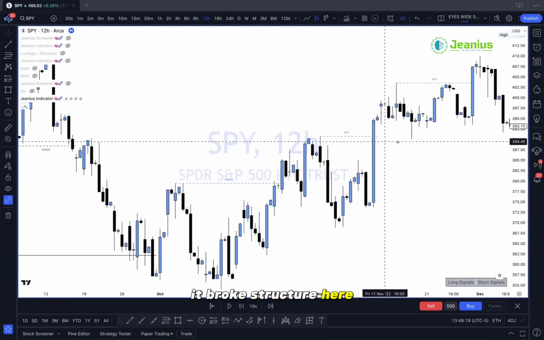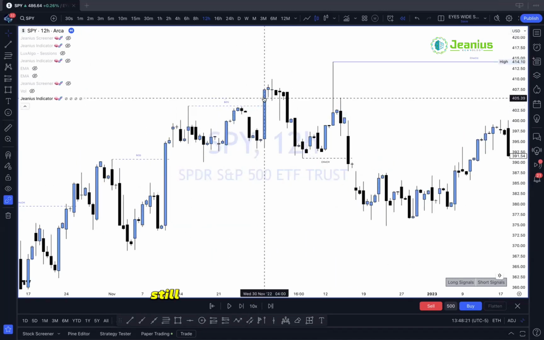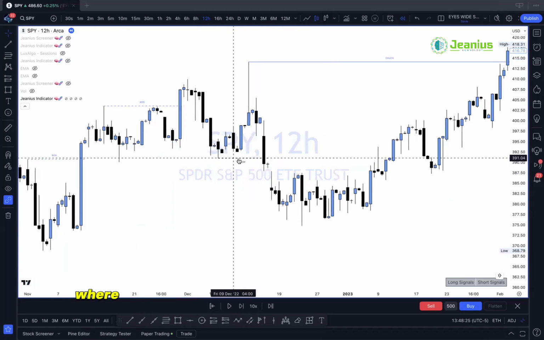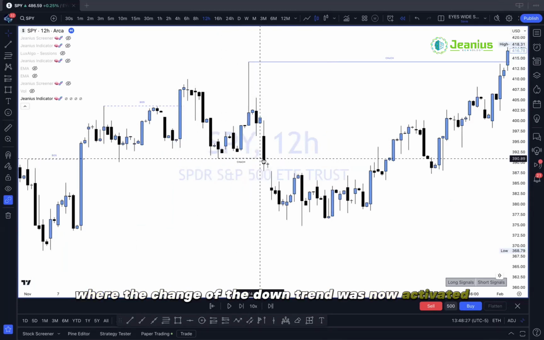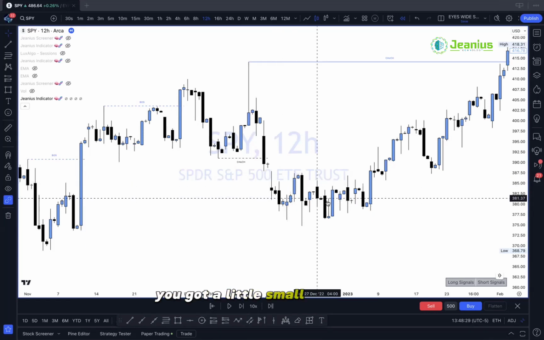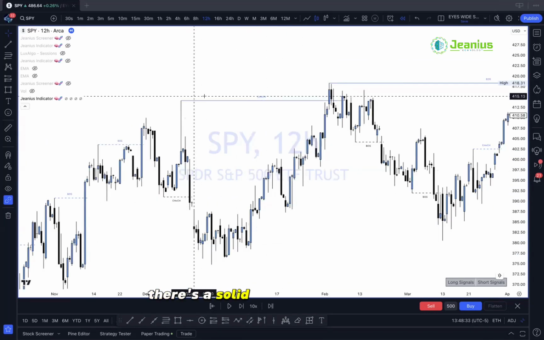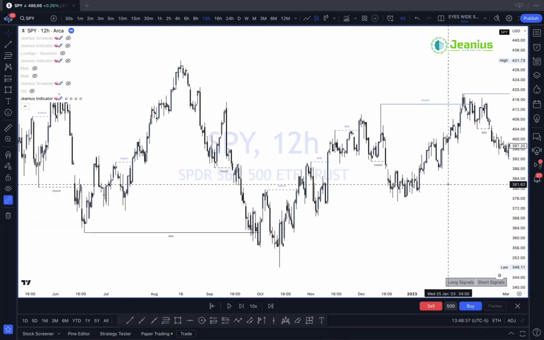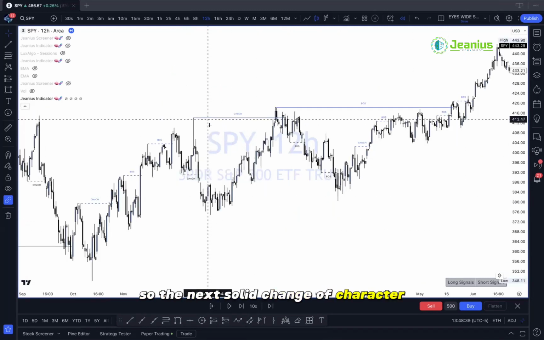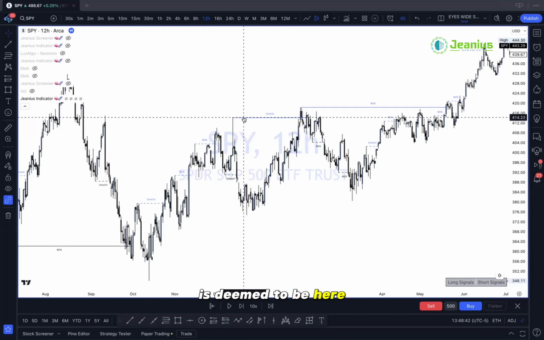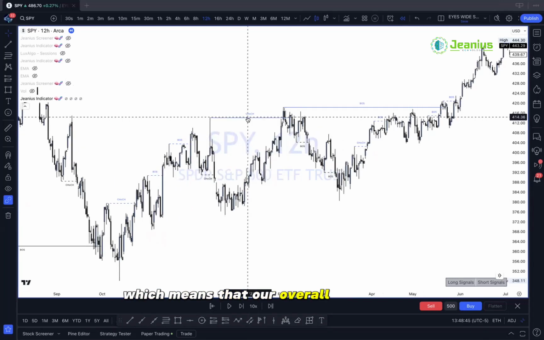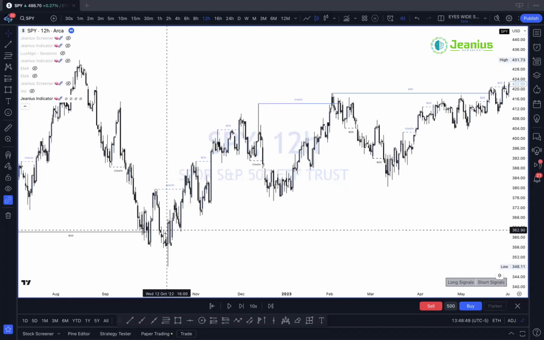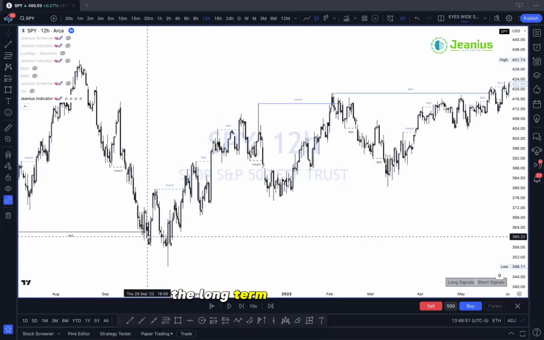It broke structure here, continued up, traded sideways, still had to break a structure here, turned around, had a change of character here, where the downtrend was now activated. Then you got a little small downtrend. There's a solid change of character. Remember, the first solid change of character happened here. So the next solid change of character is deemed to be here, which means that the overall, long-term trend is now up. As this trend was going up, the long term was still down.